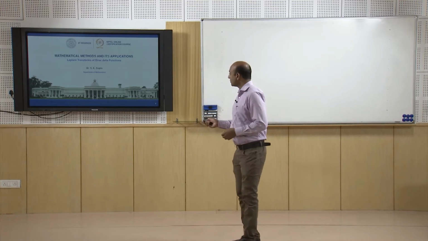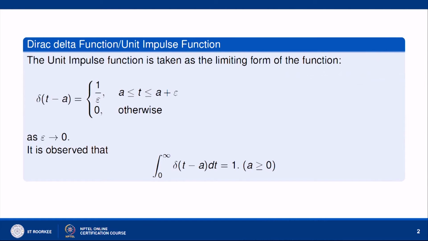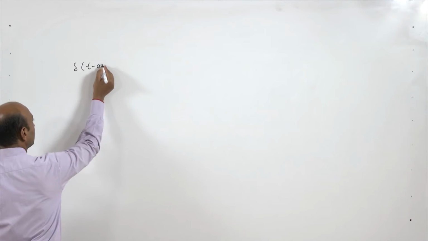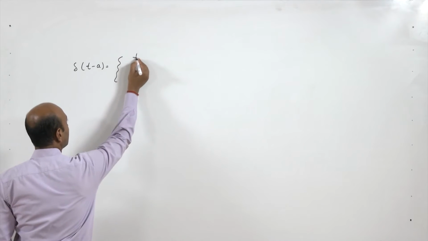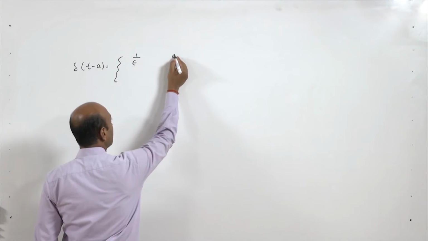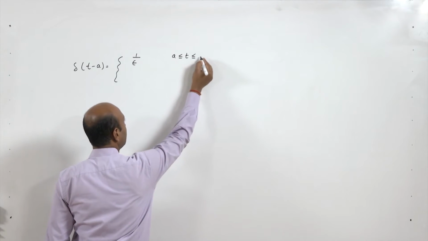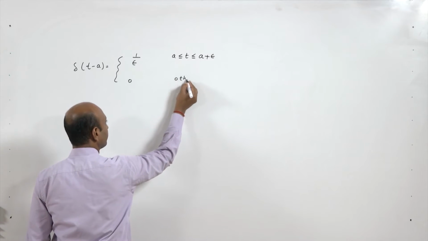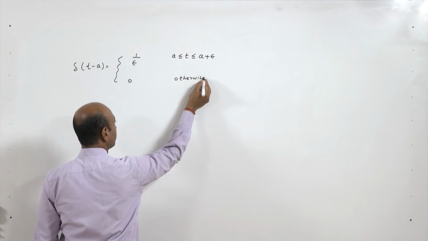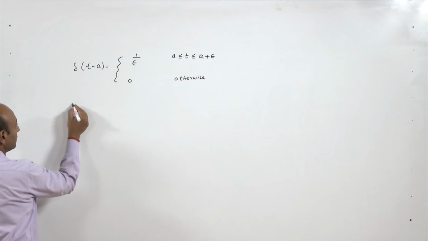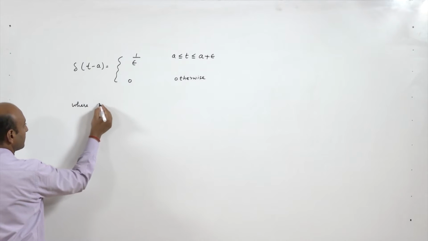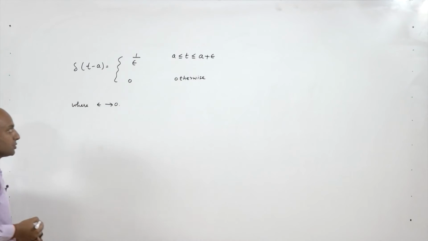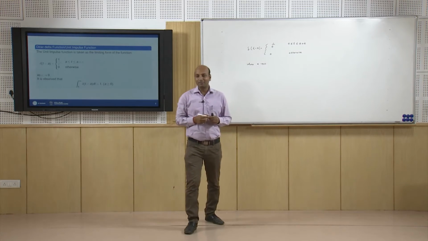So, the first thing is: what is the Dirac delta function, or as we call it, the unit impulse function. It is defined like this: Dirac delta at t equal to a is nothing but 1 upon epsilon, where t is varying from a to a plus epsilon, and 0 otherwise, where epsilon tends to 0. So, this is how we define the Dirac delta function.